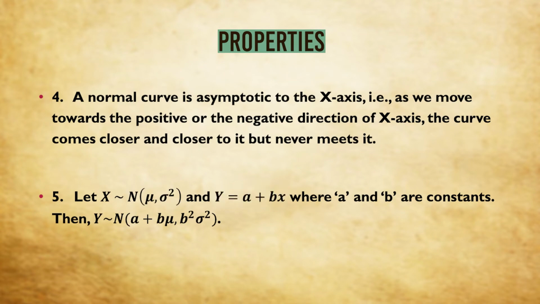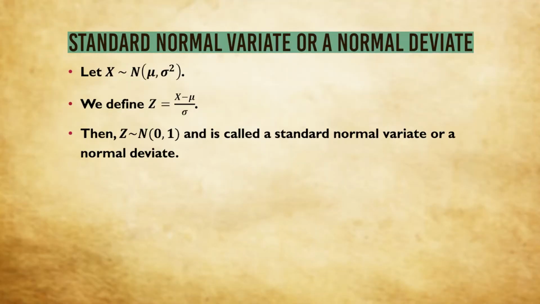Then we can show that y follows a normal distribution with mean a plus b mu and variance b square sigma square. Now we come to a very, very important topic which is called standard normal variate or normal deviate. Suppose x follows a normal distribution with mean mu and variance sigma square. We define z, which is equal to (x minus mu) by sigma. Can we very quickly say what is the mean and variance of z?